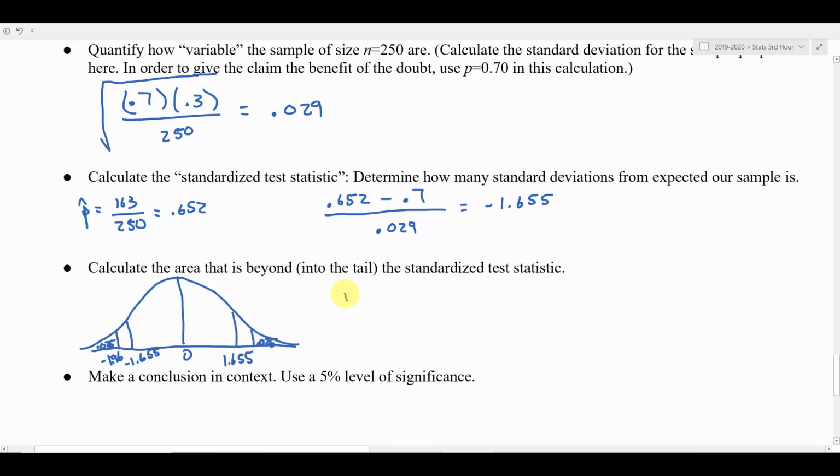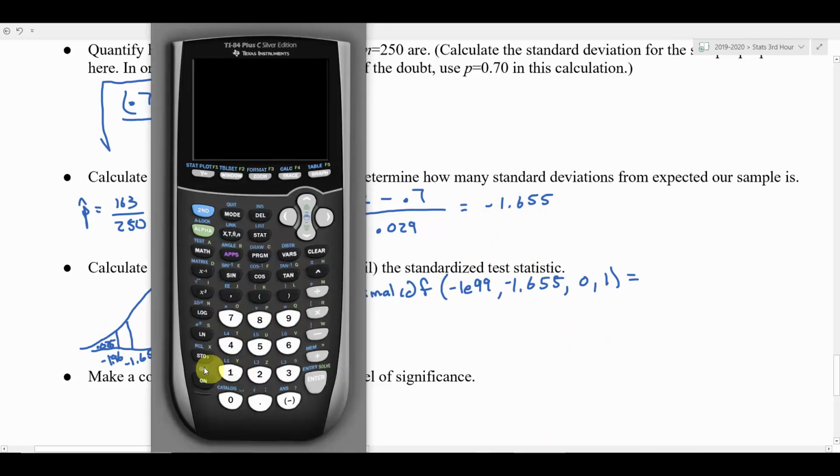So the way that I'm going to do that is I'm going to say, well, normal CDF, and I'm going to use a negative 1E99, comma negative 1.655, comma 0, comma 1. Okay, that's going to give me the area in this left tail created by the boundary that I found here, right? So I'm going to go to my calculator.